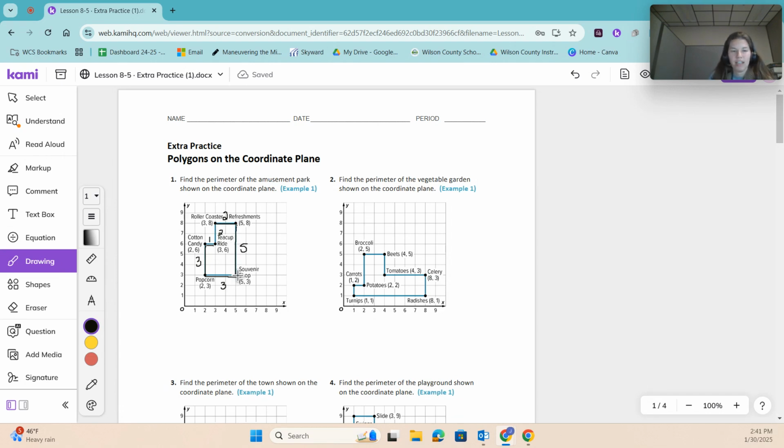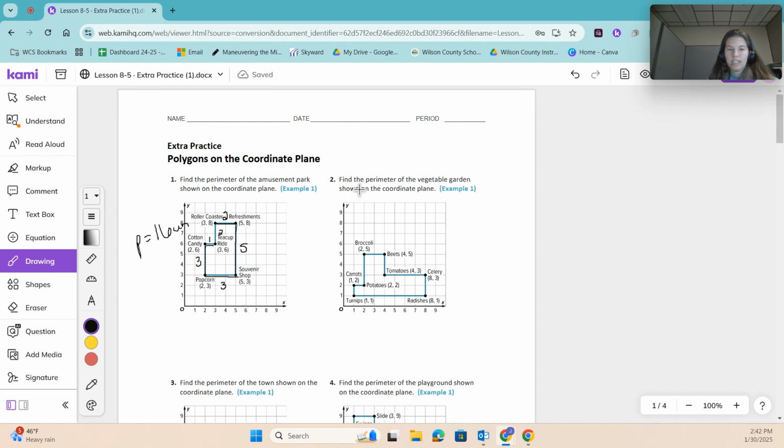2 plus 5 is 7. 7 plus 3 is 10. Plus 3 is 13. Plus 1 is 14. Plus 2 is 16. So the perimeter is 16 units. Okay, and perimeter is distance, so it is one-dimensional, so the units are just units, or centimeters or inches or whatever it is.